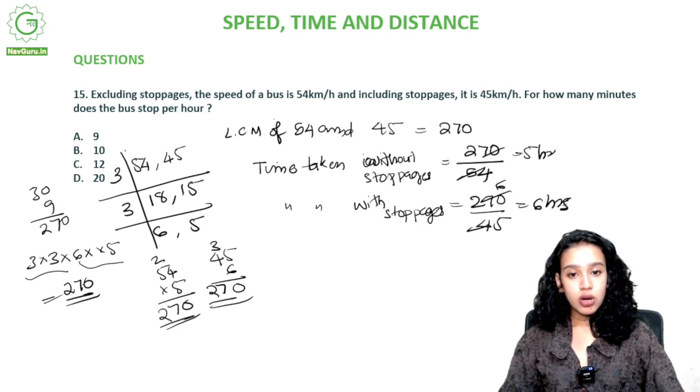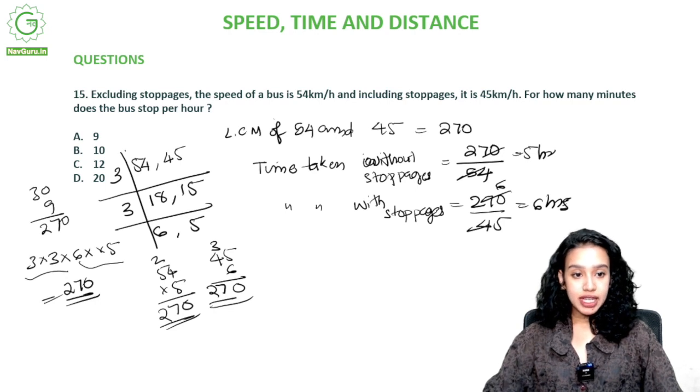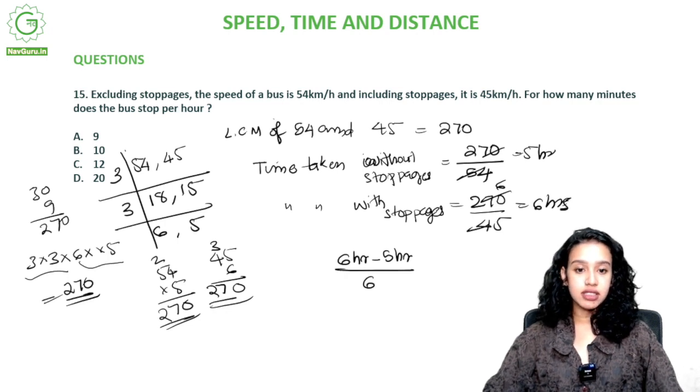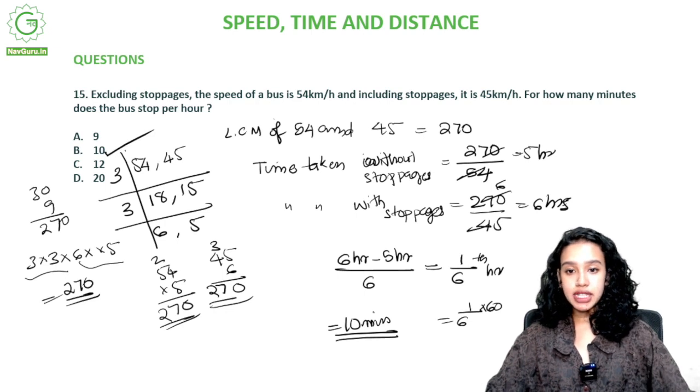Now, how many minutes does the bus stop? We get 6 hours minus 5 hours, divided by the 6 hours, right? So we get 1 by 6th of an hour, which means 1 by 6 into 60, that is equal to 10 minutes. So the answer for this question is 10.